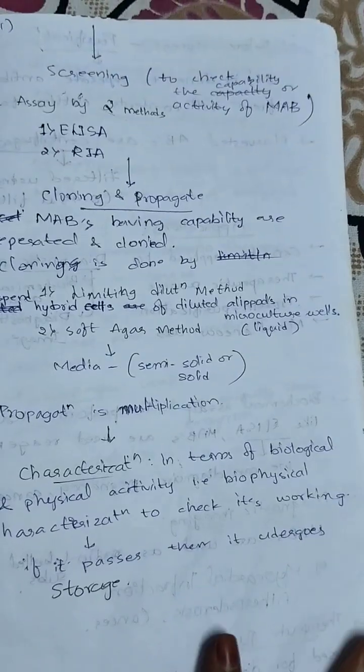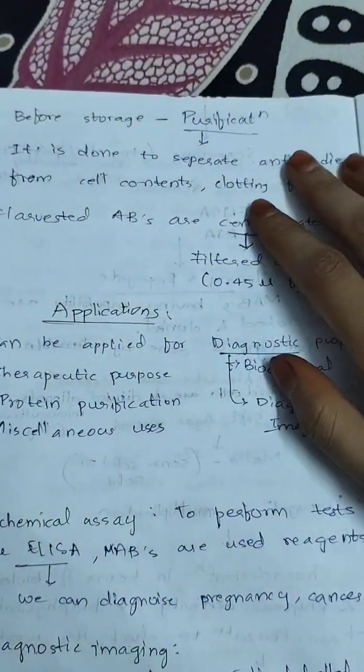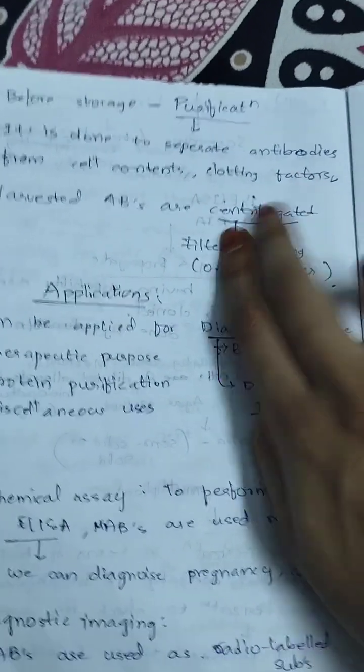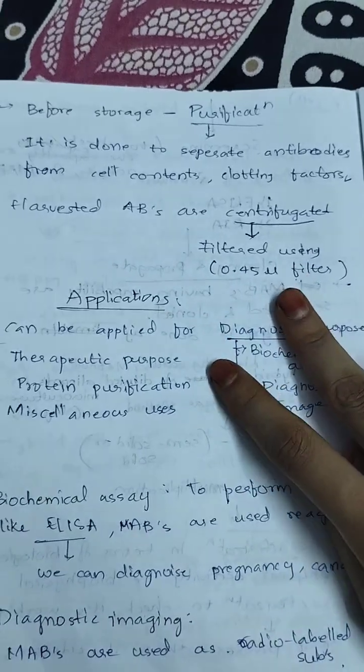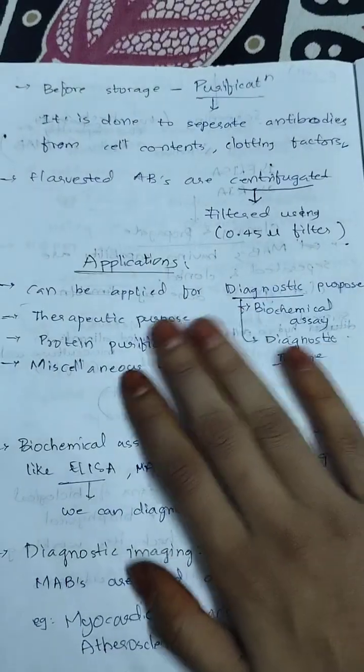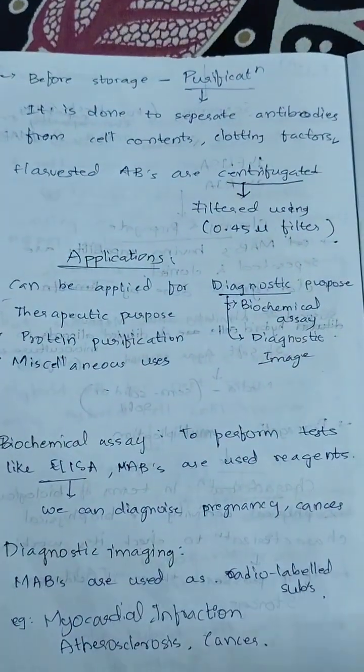After propagation, biophysical characterization is done, and before storage, purification is done. Purification is done by separation of antibodies from cell contents, centrifugation, and filtration using 0.45 microns. And then applications: diagnostic, therapeutic, protein purification, miscellaneous. Thank you.